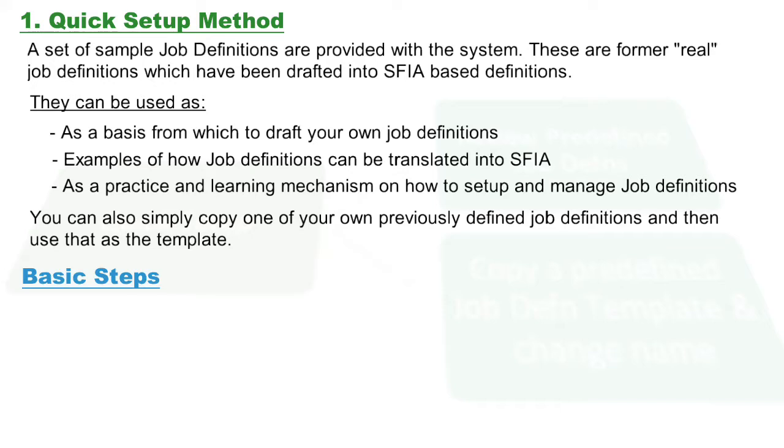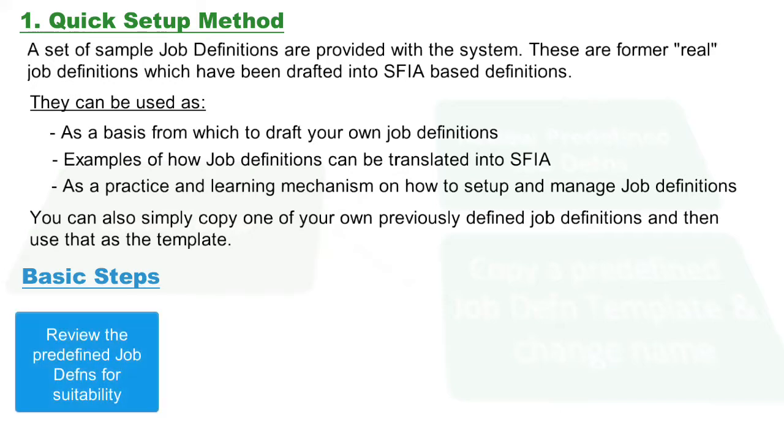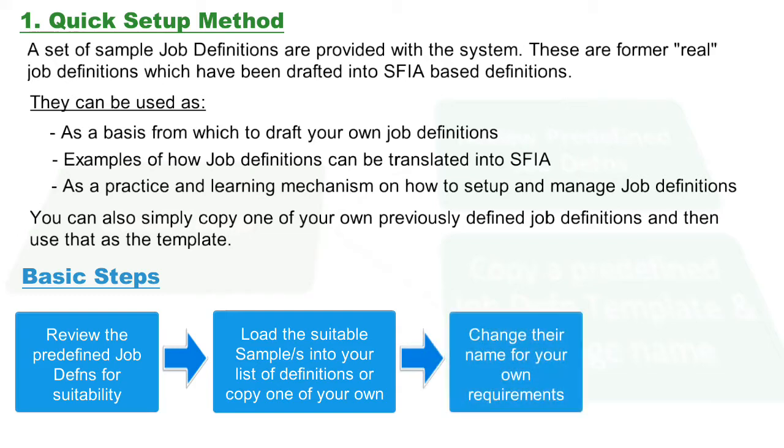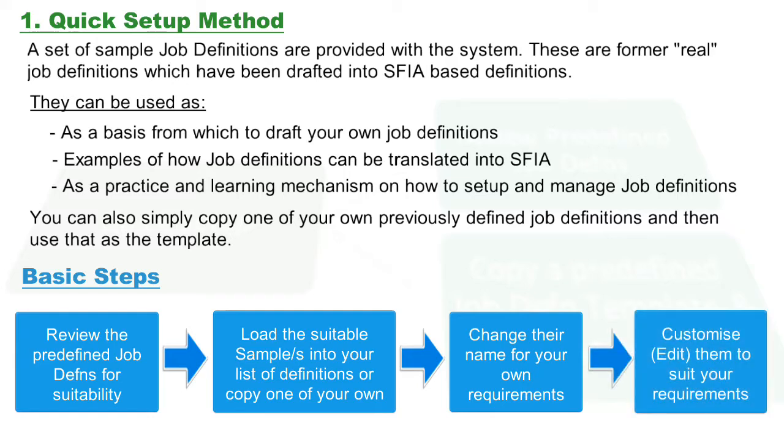You can also simply copy one of your own previously defined job definitions and then use that as the template. The following are the basic steps. You will want to review the details of the job definitions to see which ones you'll want to make use of. You'll then need to load the suitable samples into your list of definitions or copy one of your previous definitions. You'll then want to change their name to suit your requirements. You'll then want to customize the skills and the details also to suit your requirements.